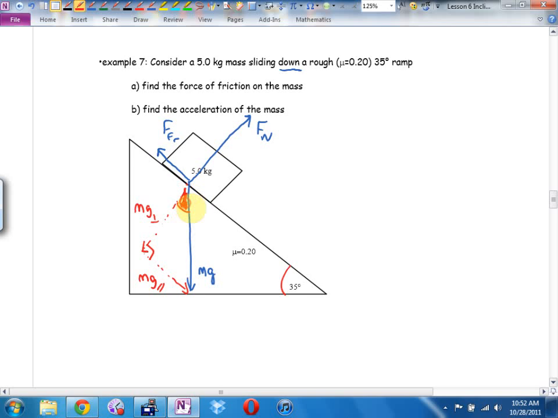Oh, wait a minute. A said find the force of friction. Okay, let's do that. A, friction is what times what? Let's write that down just to jog our memory. I don't know the normal force. Oh, but look, I know another force the same size as the normal force. What's the same size as this guy? mg perpendicular. Friction is going to be mu mg perpendicular.